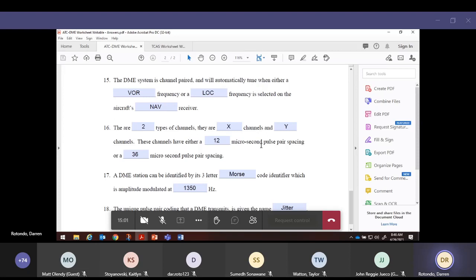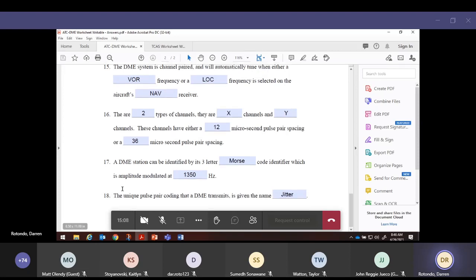And yeah, 17, a DME station can be identified by a 3-letter Morse code identifier. It's a little bit unique in that it's not coming at you at the normal audible tone. It's not at 1020 hertz. Instead, it's at 1350 hertz. So it's slightly higher in pitch when you listen to it through the audio system.